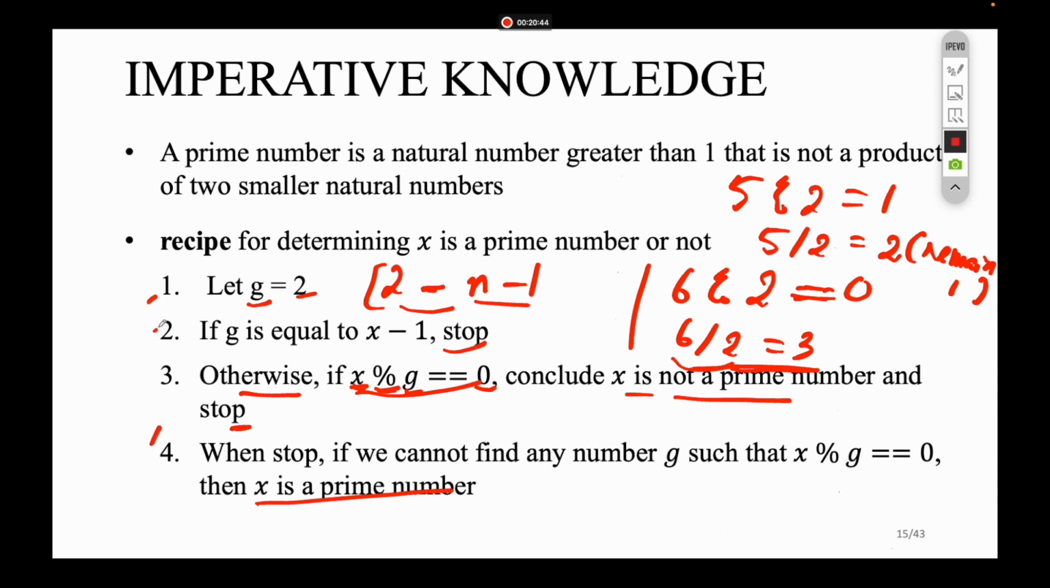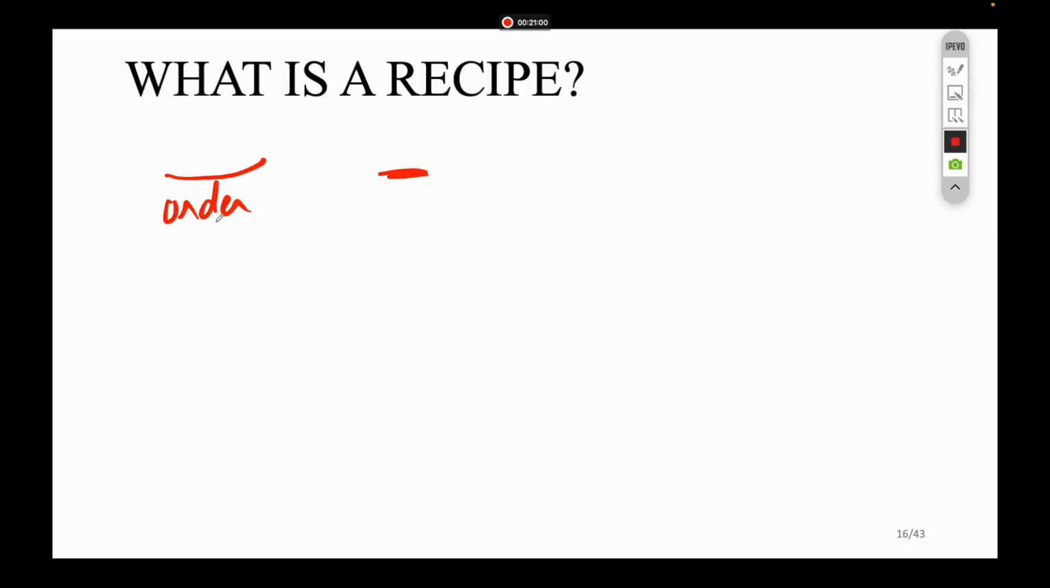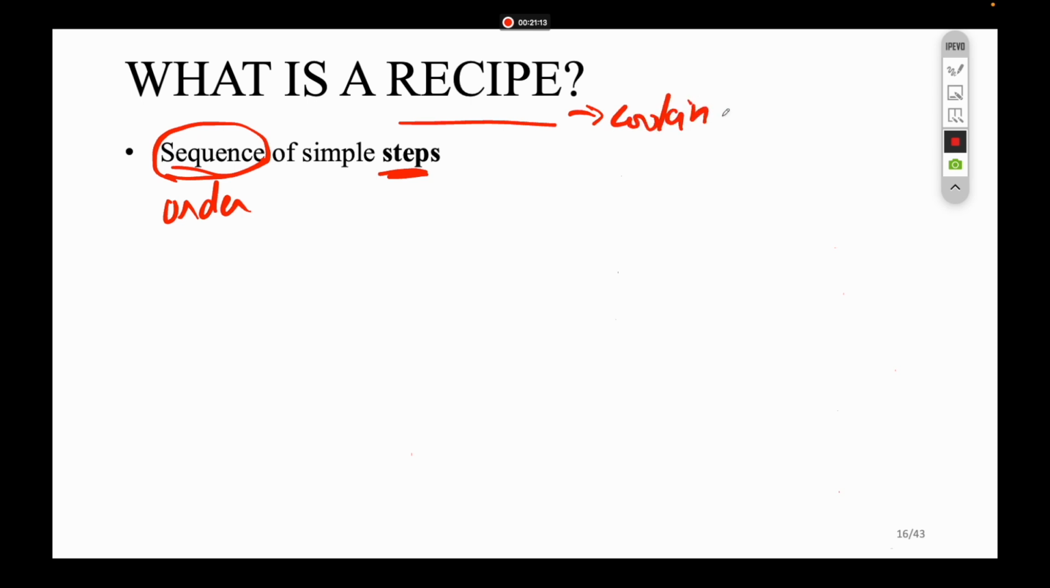You cannot move step number 2 to replace the position of step number 1, or move step number 1 down to step number 2. You cannot do that because it is a sequence. You have to follow exactly the order of the recipe, similar to a recipe for cooking. You cannot change the order of the recipe.